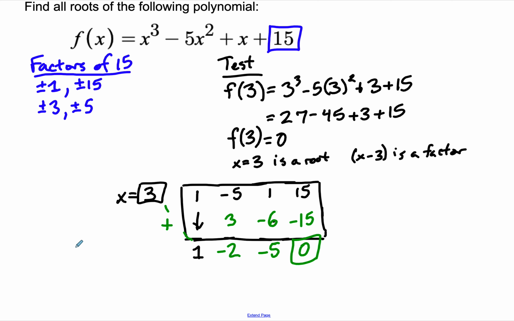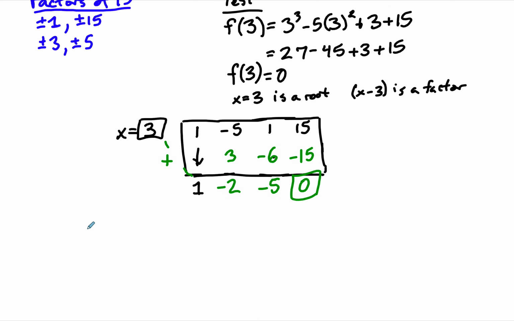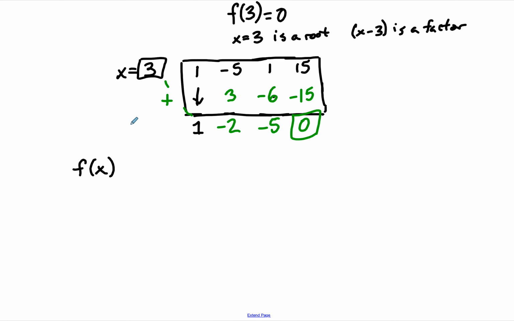And now we're going to write our new function, and we're actually going to have to keep going here because we still need to figure out, right, we're supposed to find all roots of the following polynomial. Well, we know that x equals 3 is a root, which means that x minus 3 is going to be a divisor. And then I have x squared minus 2x minus 5. Notice what I'm doing here is 1 degree less, and I'm taking my coefficients here.